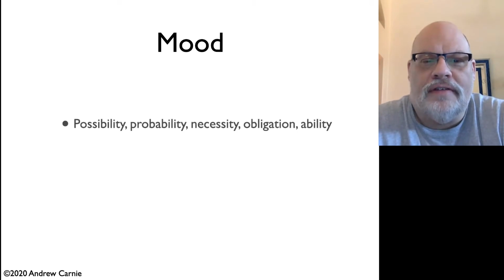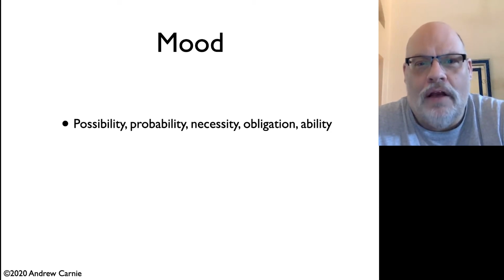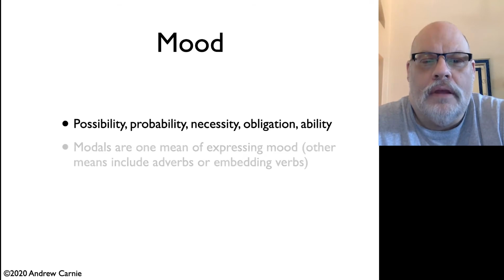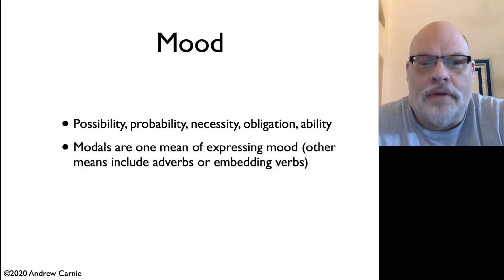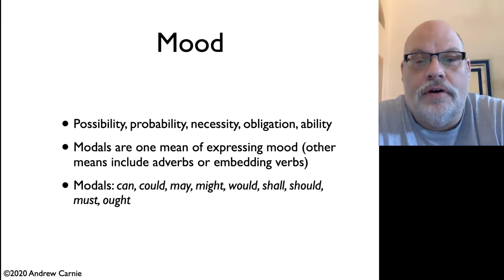Next, we have mood. Mood refers to things like possibility, probability, necessity, obligation, and ability. We've already talked about the modal force of the word will, which indicates that something is definitely going to happen. It's necessary. But there are many other moods, indicating that something is a possibility, a probability, an obligation, ability. And modal auxiliaries are the typical form for marking these moods. So these are words like can, could, may, might, would, shall, should, must, and ought. Those are all modals, and modals indicate mood.